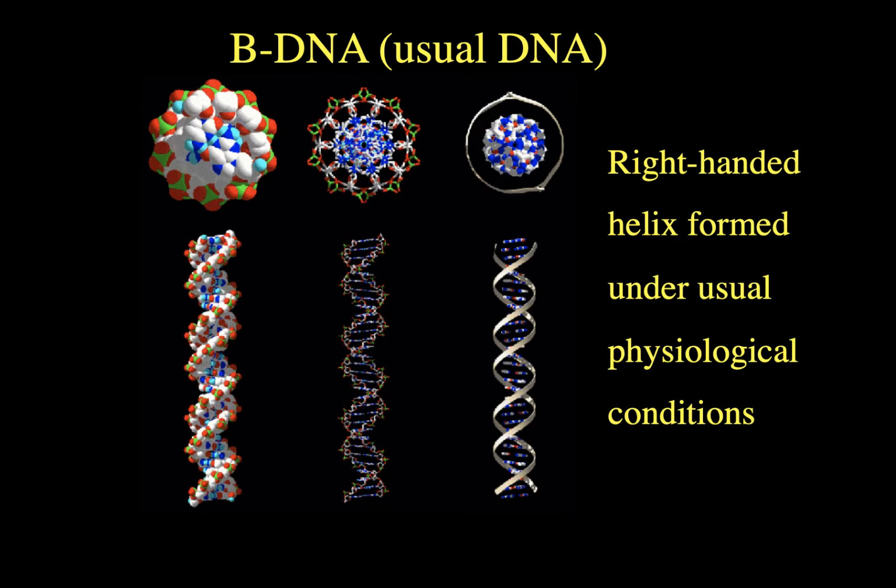DNA can take on many different forms, but the usual DNA is what's called B-DNA, and it's a right-handed helix. That is, if you take your right hand and curl your fingers around, then your thumb would be pointing upwards, and that's the direction that the DNA would be coiling.